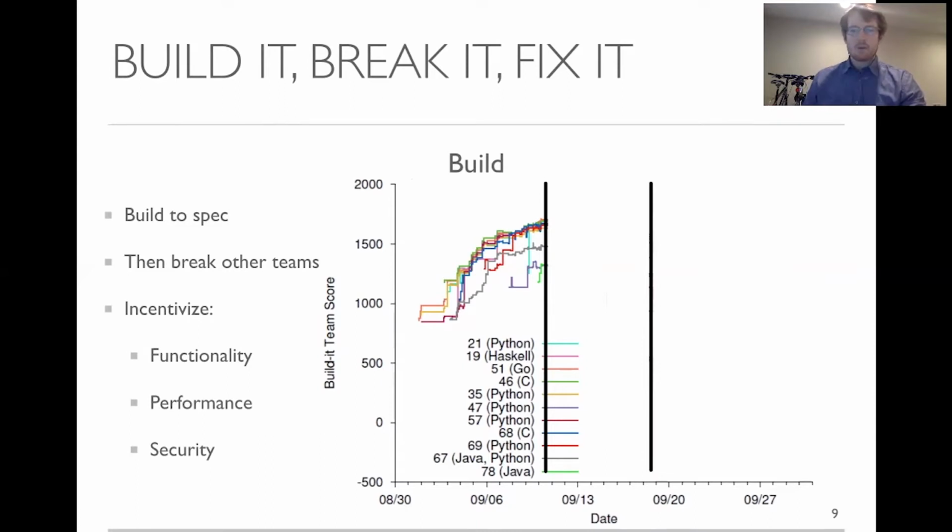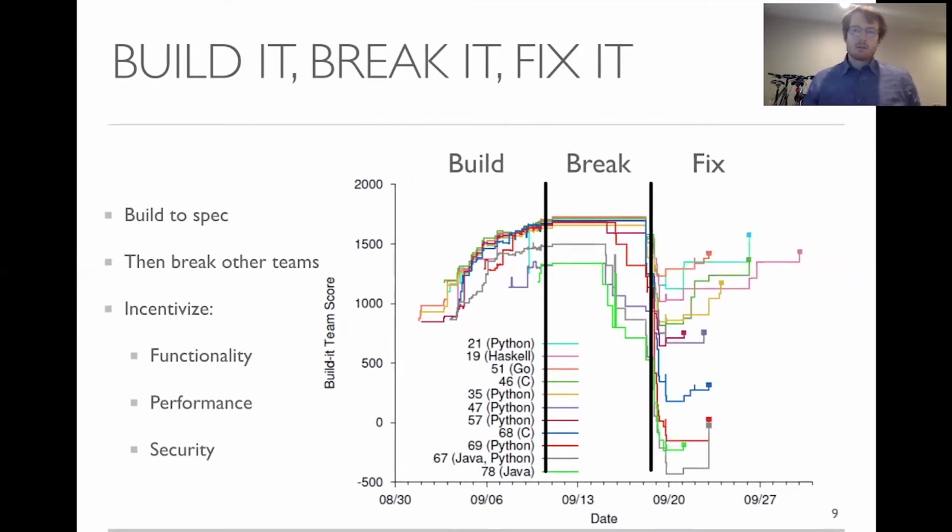And then in the second round, in the break round, teams are given access to each other's code, and they go in and try to find vulnerabilities. They produce exploits against them. And then finally, in the fix it round, teams are allowed to go back and fix some of the problems that were identified by other teams in their code.